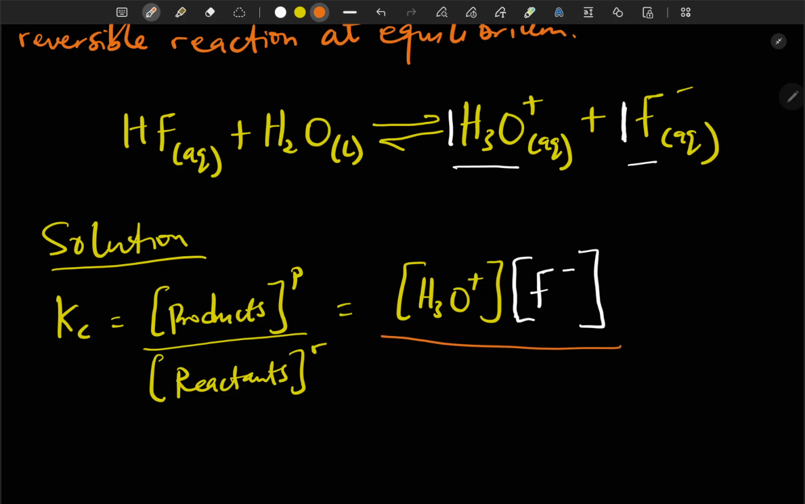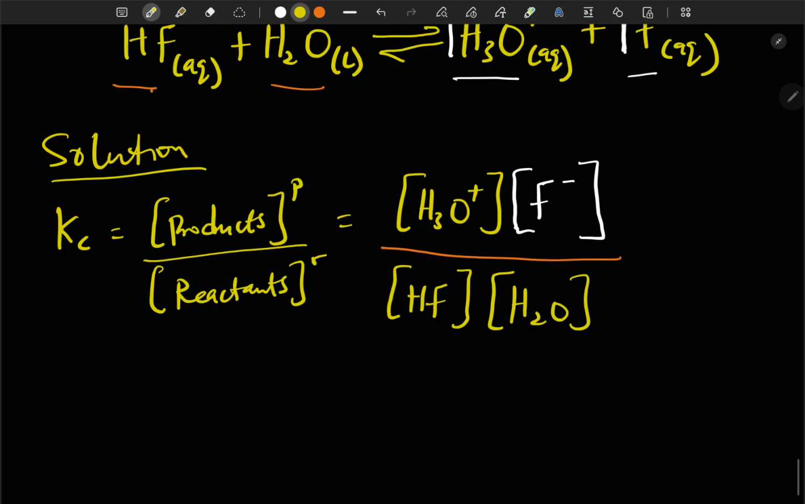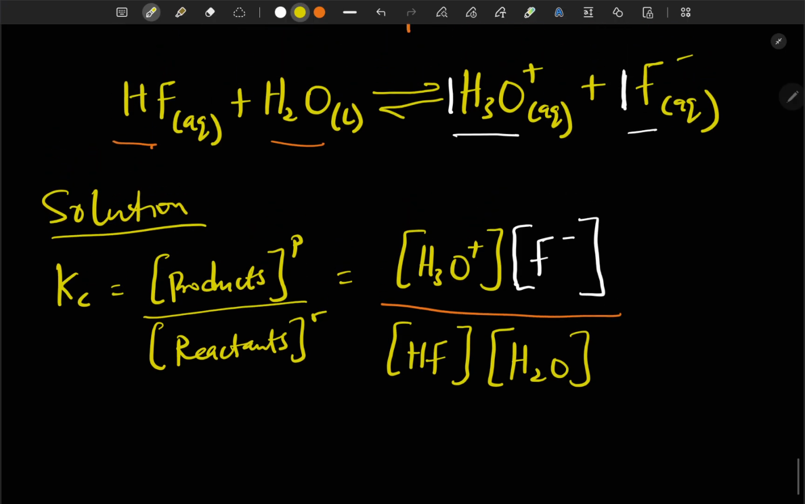divided by the reactants. We have two reactants, HF and H2O. So divided by HF raised to the power of 1, and the other one is H2O, also raised to the power of 1. However, you have to notice something in this equation. H2O here is in liquid form.